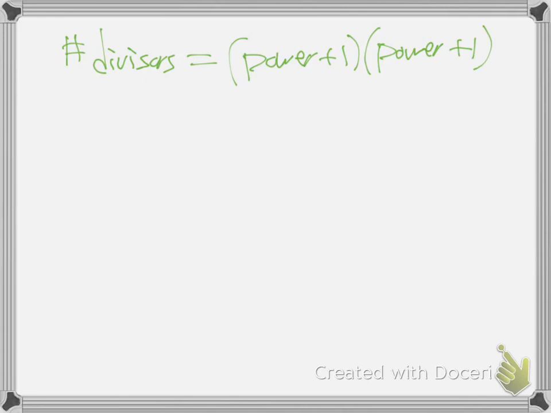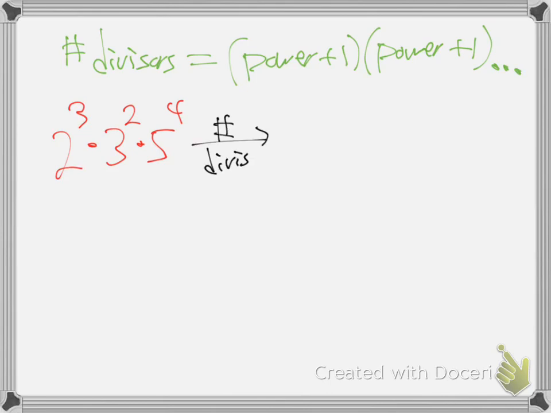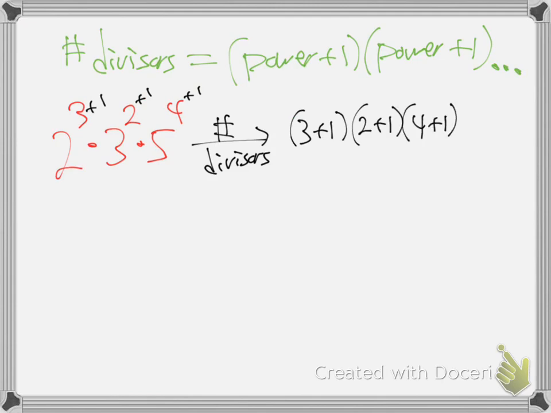You just multiply those together. However many, right? So for example, somebody gives me 2 to the third times 3 to the second times 5 to the fourth. What would I do? What would the number of divisors be? Add 1, add 1, add 1. It would be 3 plus 1, 2 plus 1, 4 plus 1, so 4 times 3 times 5, that's 60?